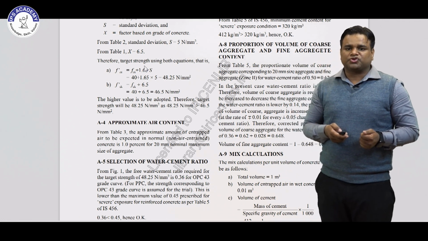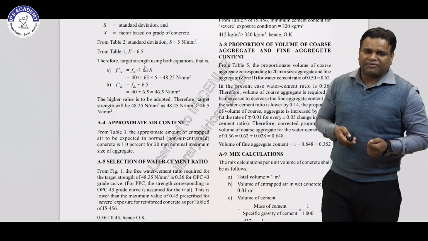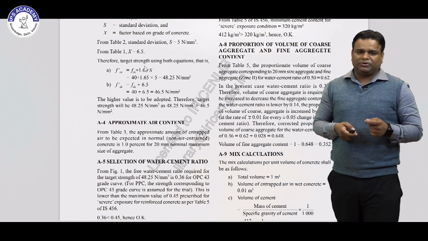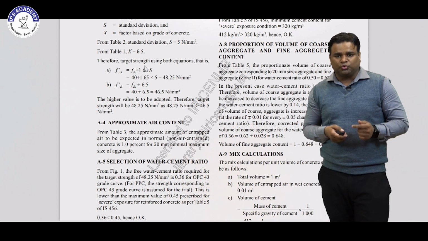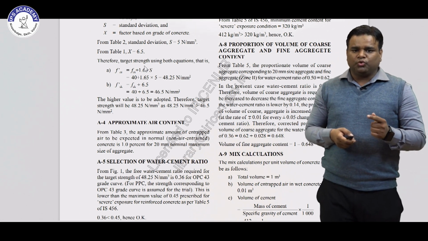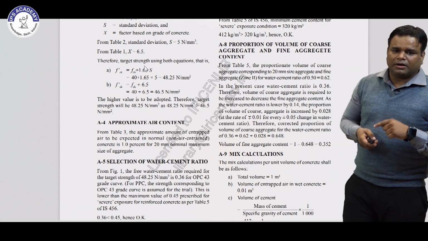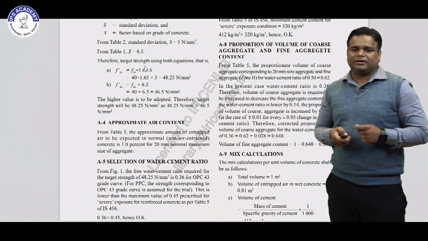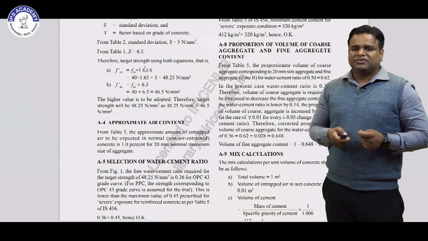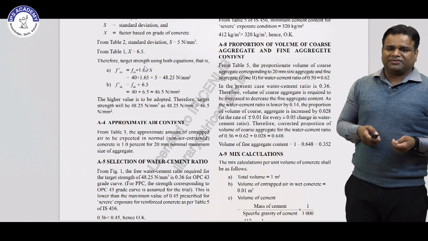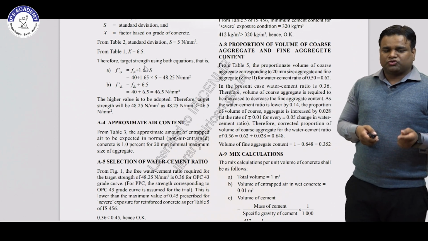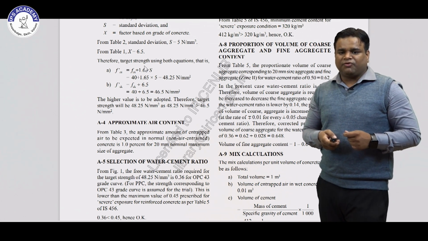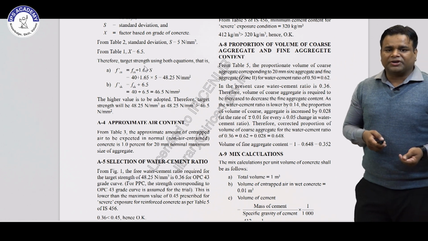Next is proportion of volume of coarse aggregate and fine aggregate. Just like we did the fine aggregate analysis, we have seen our fine aggregate comes in Zone 2. So for Zone 2 the coarse aggregate proportion is 0.62 for 0.5 water cement ratio, but we have a 0.36 water cement ratio. So we have to do interpolation for the coarse aggregate proportion.